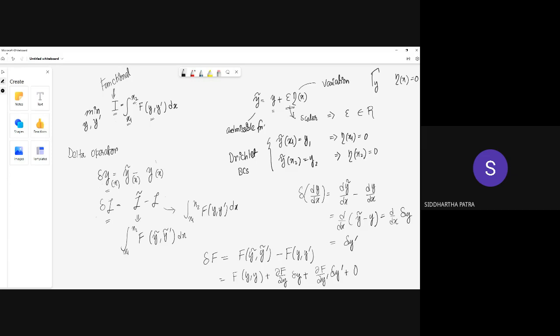And then you have order delta y squared, order delta y prime squared terms. So you have higher order terms essentially. So these two are the only linear terms. So taking partial derivatives with respect to y and y prime. Okay.